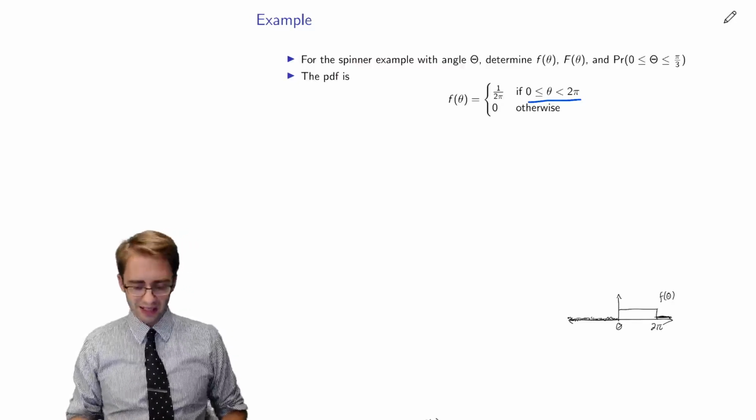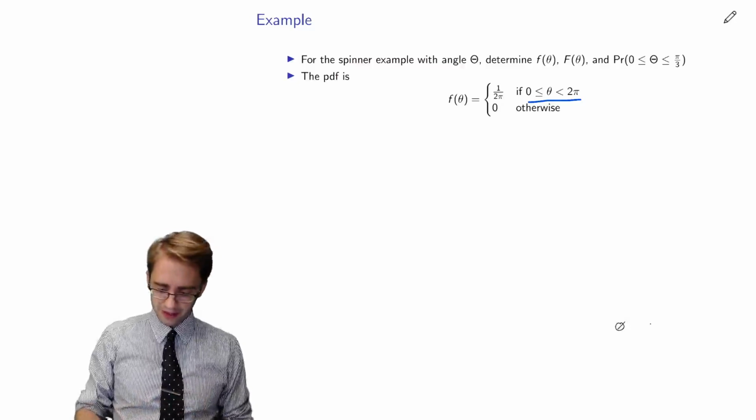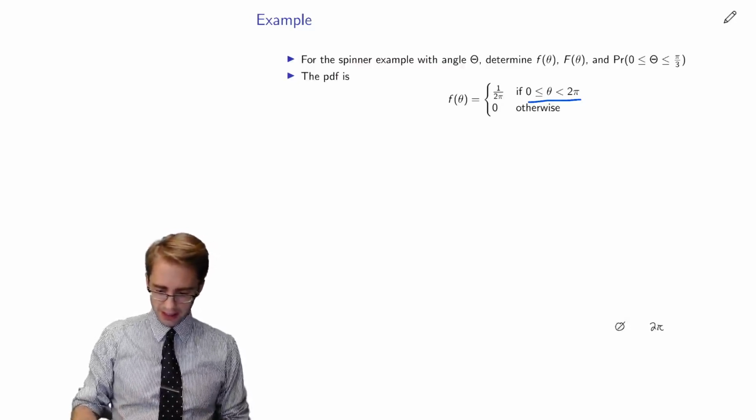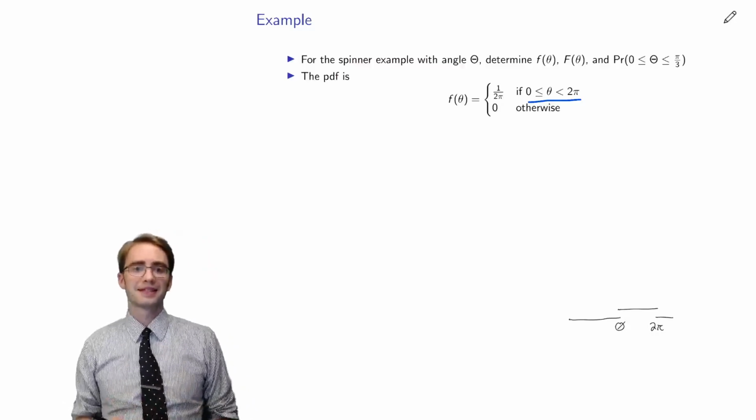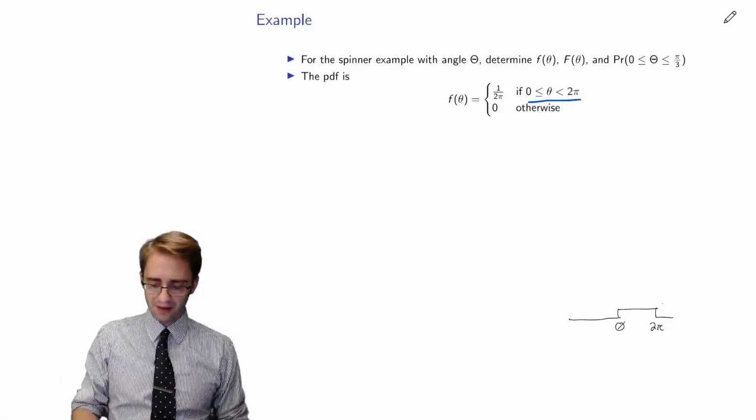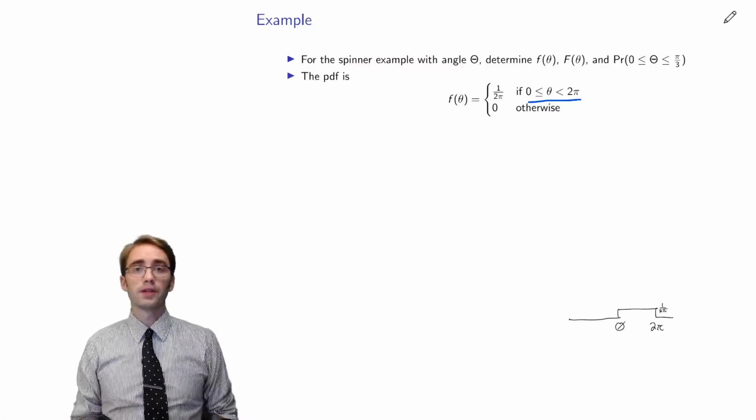In fact, let me draw that again. It looks like this. Very quick. You've got 0, you've got 2 pi, and the PDF just looks like that. Okay, that's all I really want to communicate here. It's a function that goes up, and this particular value there is 1 on 2 pi. Now, where did I get that number from? Where did 1 on 2 pi come from?